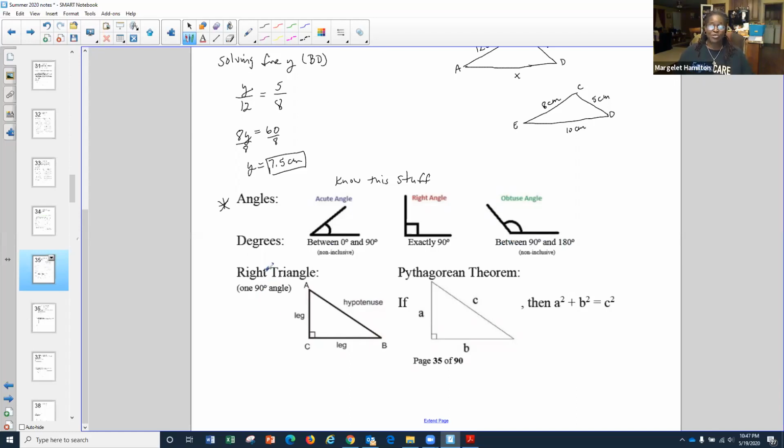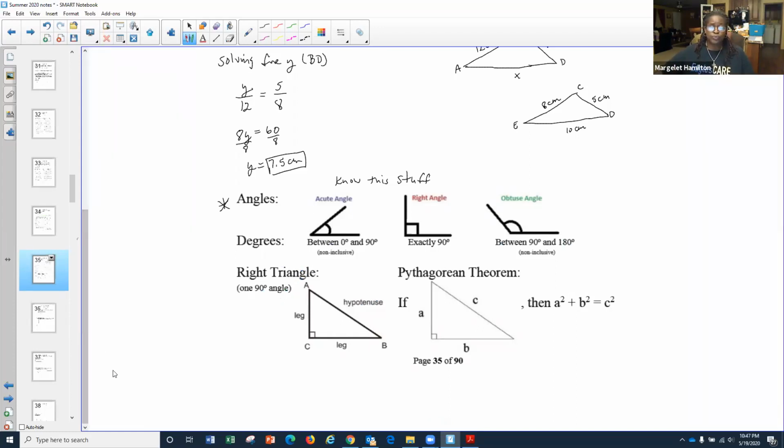Then looking at your right triangle information. Now, a right triangle has only one 90-degree angle. Again, the right triangle, we know that it has two sides that come together to make a 90-degree angle. And we call these sides legs. A longer leg, a shorter leg, one leg or the other leg, but two legs. And they connect to make a longer side we call a hypotenuse.